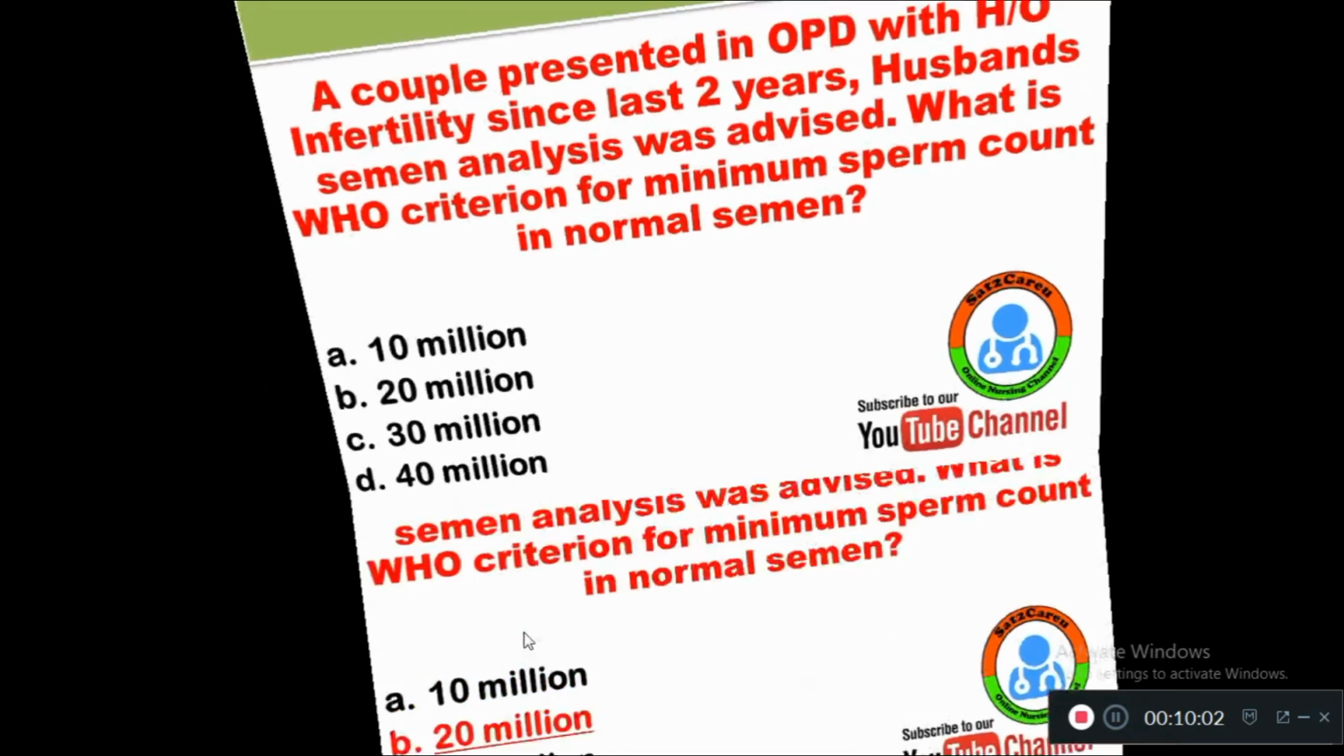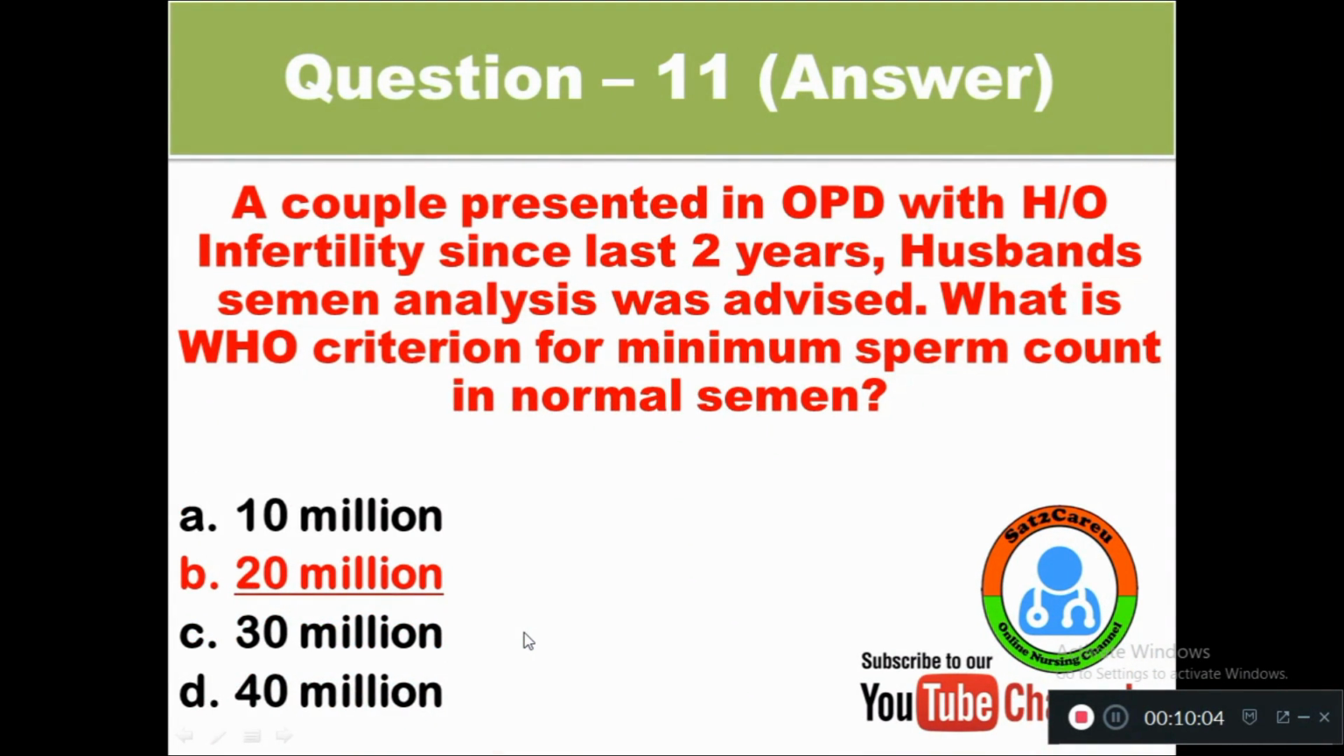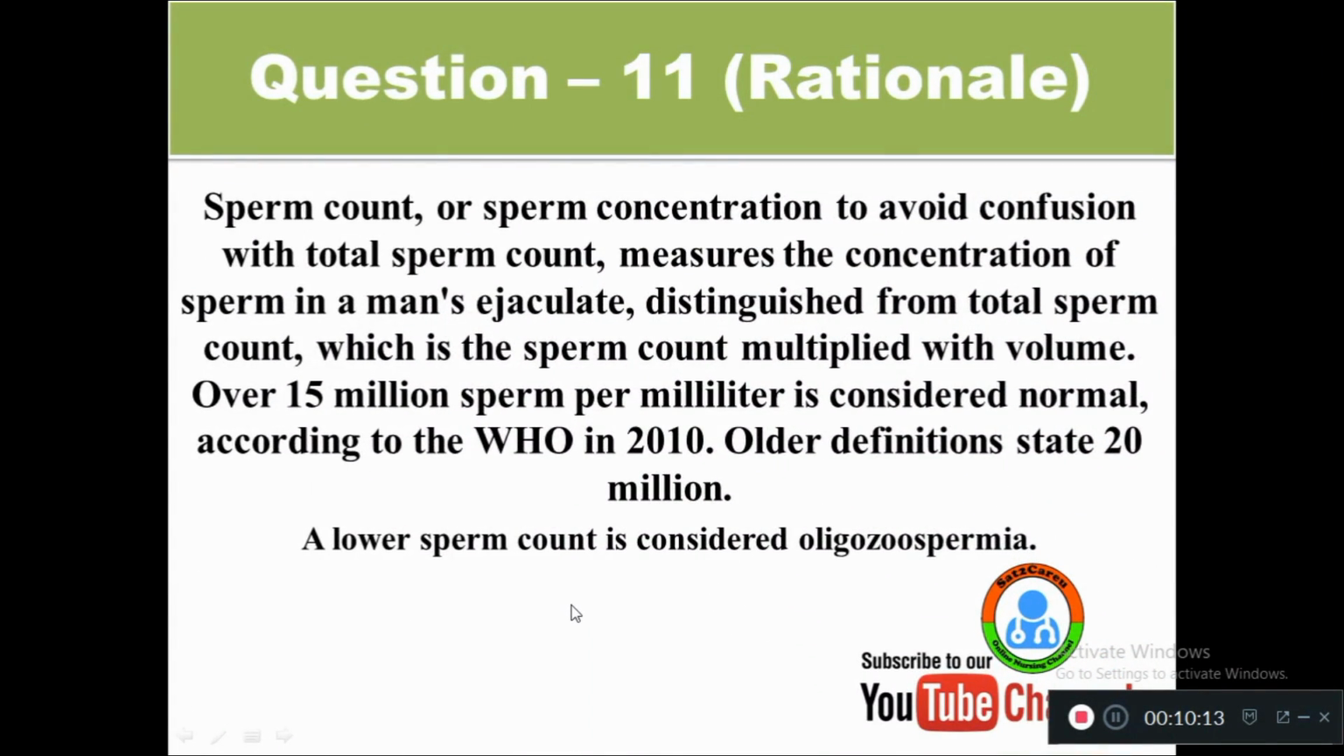The right answer here is 20 million. According to WHO criteria, minimum sperm count in normal semen is 20 million. Let's see the rationale here. Sperm count or sperm concentration, to avoid confusion with total sperm count, measures the concentration of sperm in a man's ejaculate, distinguished from total sperm count, which is the sperm count multiplied with volume.